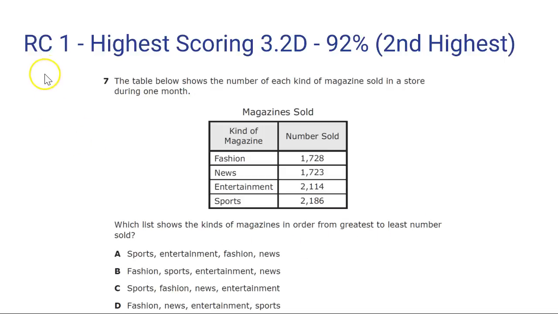All the items will have the reporting category first. It will tell you if it was the highest scoring in this reporting category, and then it'll tell you the text it covered, the percentage mastery that we had as a district, and then anything in parentheses tells you how it scored on the entire test. So this was the highest scoring item for reporting category 1, but the second highest on the entire test.